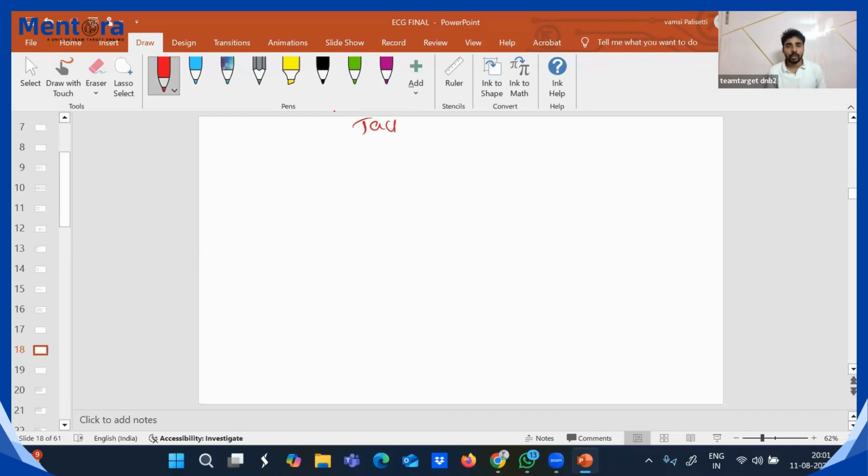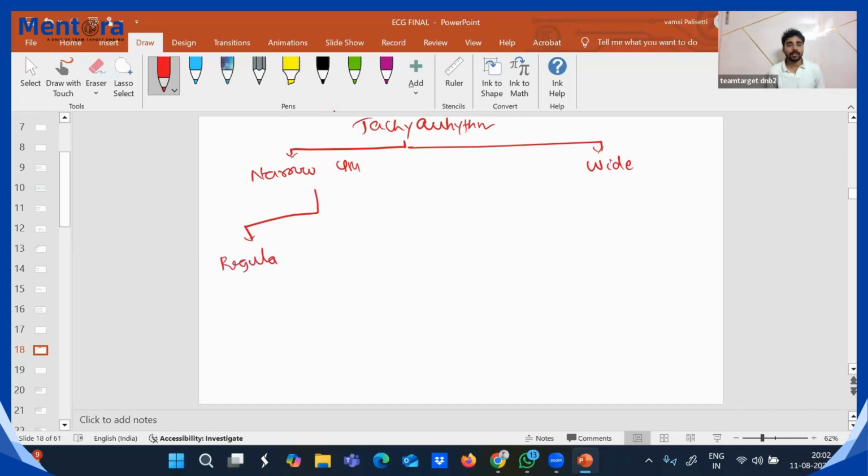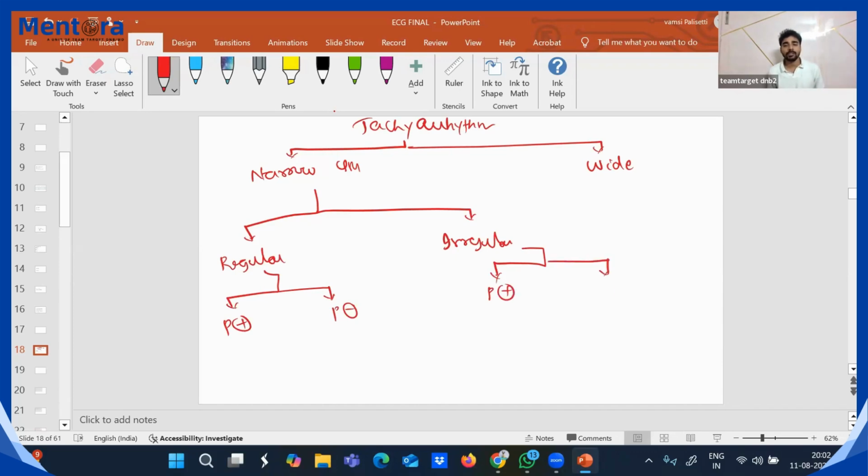Right. So let me write again. So you saw some tachyarrhythmias, right? Even in tachyarrhythmia, you have to identify whether it's a narrow complex, narrow QRS, or wide QRS. This is what we are discussing. So in narrow QRS, the next step is you have to go for whether it is regular or whether it is irregular. Right? If it's regular, again you have to go for whether P wave is present or P wave is absent. Similarly, irregular, whether P wave is present or P wave is absent. Okay. So this is what you have to follow. If you follow this, it's very easy to understand.